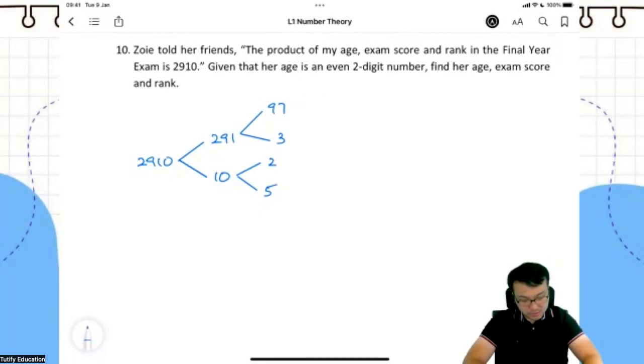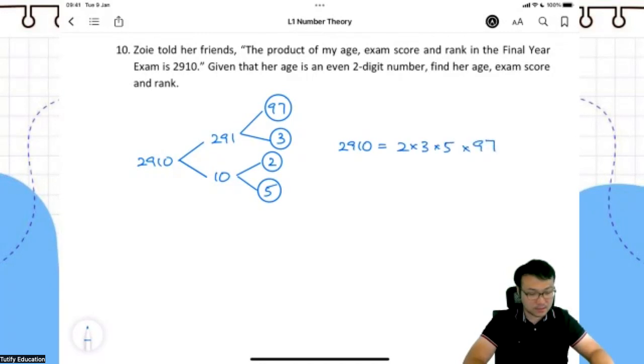Very good. So we circle all the prime numbers. And we can therefore say that 2910 is equal to 2 times 3 times 5 times 97.